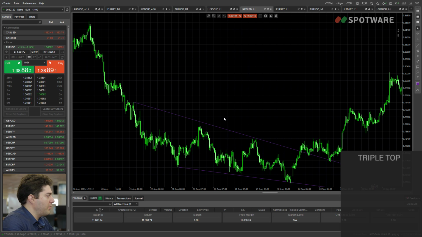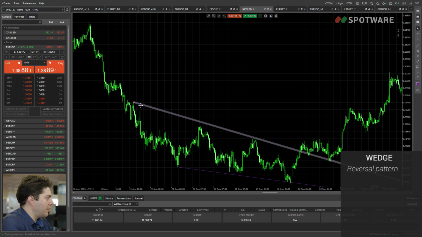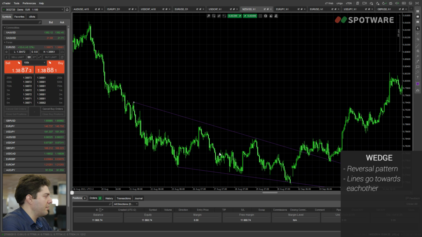Next pattern that we're going to talk about is a wedge. The wedge is also a reversal pattern mostly. Sometimes it's a continuation pattern, but mostly it's a reversal. It's found during a trend. What a wedge is: we connect the highs and the lows during a trend, and we see that the lines that connect the highs and the lows, instead of being parallel, go towards each other. In this case, we have a formation that looks like a wedge. That's why it's called a wedge.